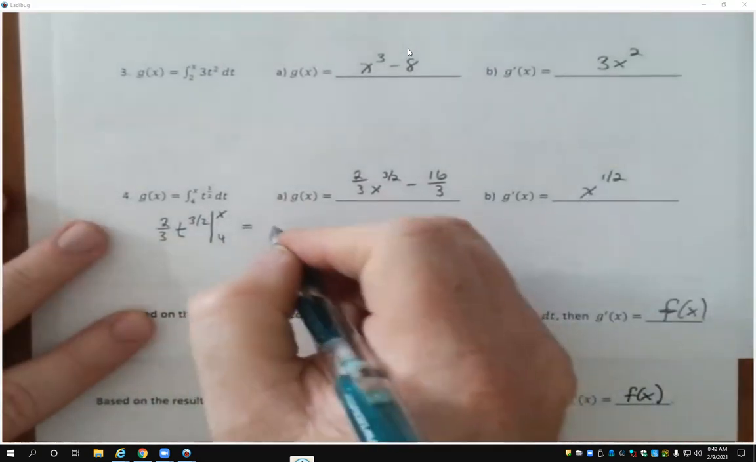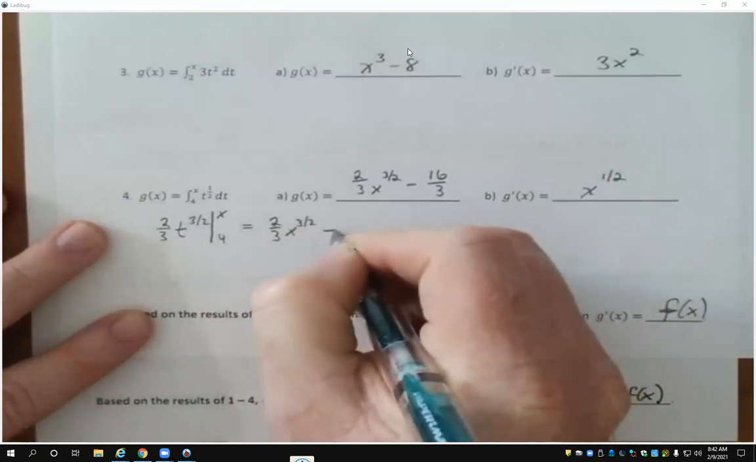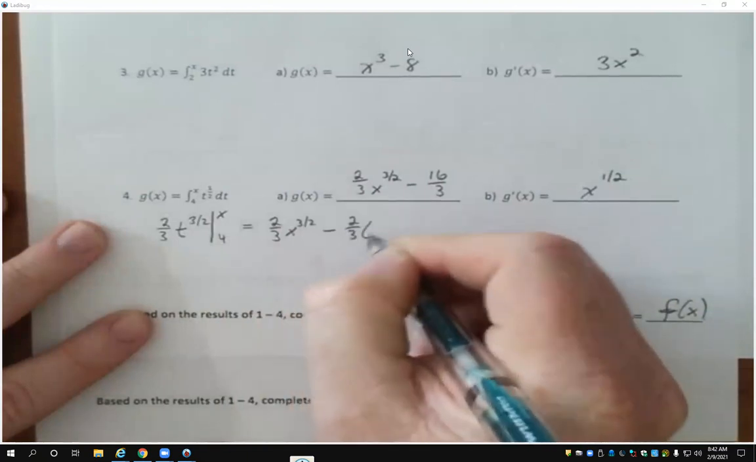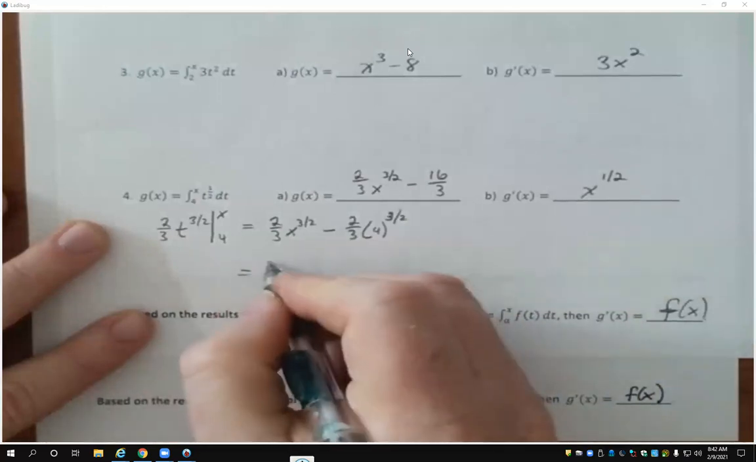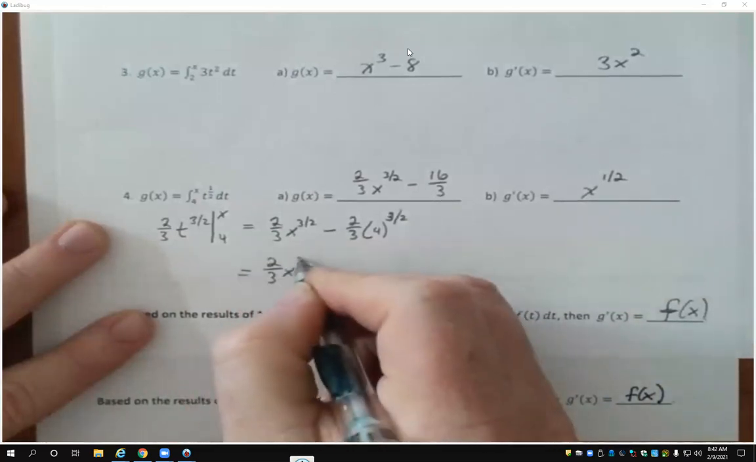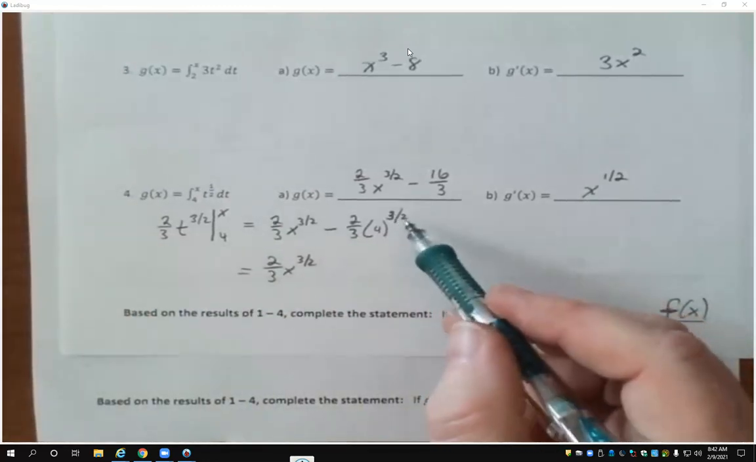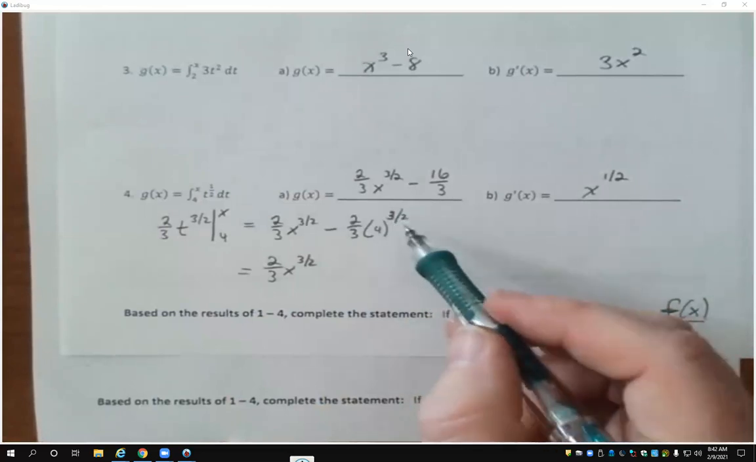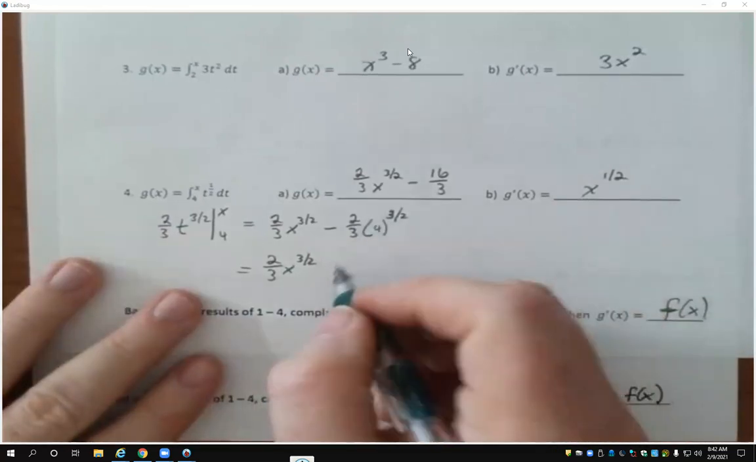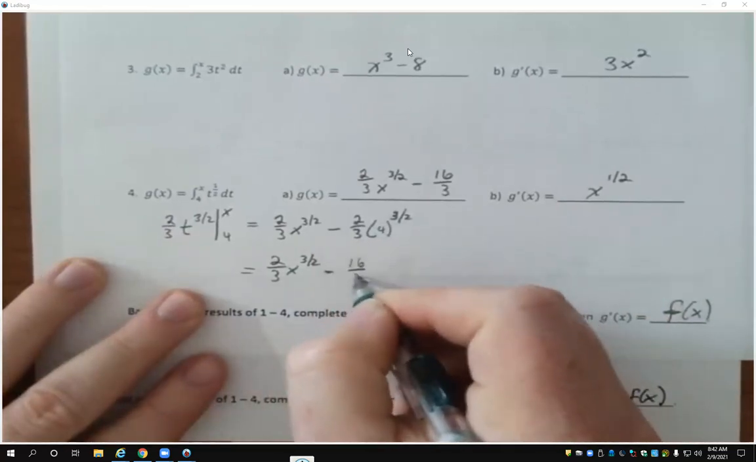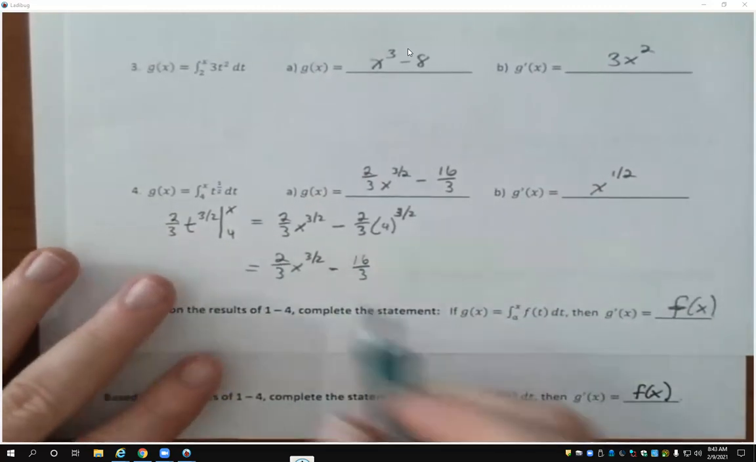That's the fundamental theorem of calculus part 1. So it's going to be 2/3 x to the 3/2 minus 2/3 times 4 to the 3/2. This term on the left, we don't do anything with because it's an x. And over here, 4 to the 3/2 means the square root of 4 cubed. The square root of 4 is 2. 2 cubed is 8. And 8 times 2/3 is 16/3. Okay, so that's how we get the 2/3 x to the 3/2 minus 16/3.